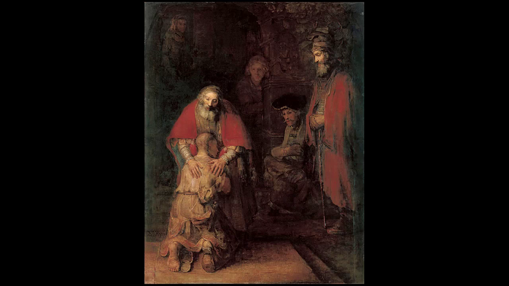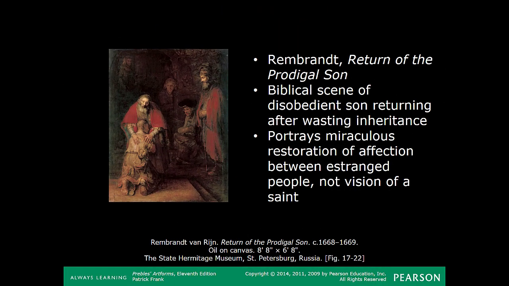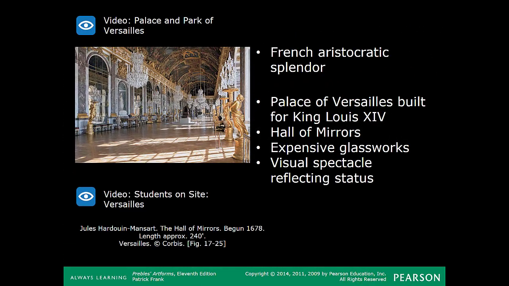Okay, so another painting that came from the Baroque period, and you can probably guess it is from that era because of this composition, the exaggerated darks and lights. And this work is by Rembrandt, Return of the Prodigal Son, oil on canvas, 8 feet by 6 feet, so another large painting from the Baroque period.